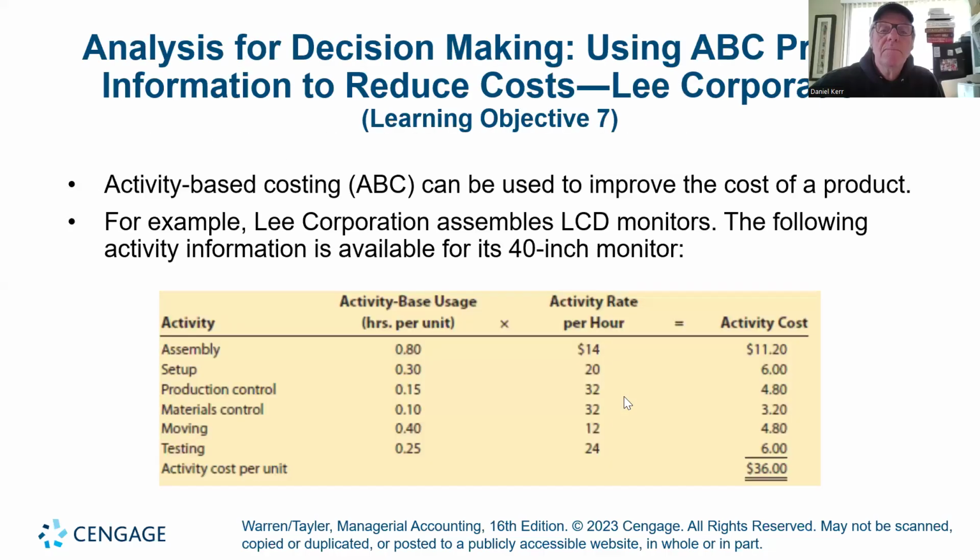So let's now just finish up. We're going to use what we've learned about activity-based costing in decision making here. We can use activity-based costing to improve, control, or manage the cost of our product. So for example, we've got the Lee Corporation, and they assemble LCD monitors. I guess those are video screens. And the following activity is available for a 40-inch monitor.